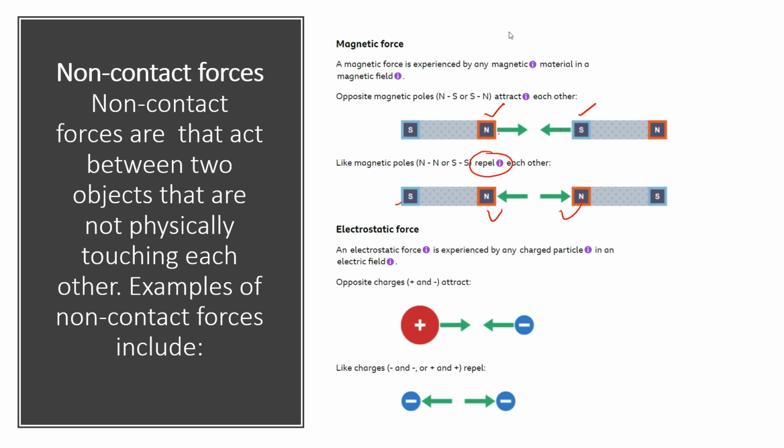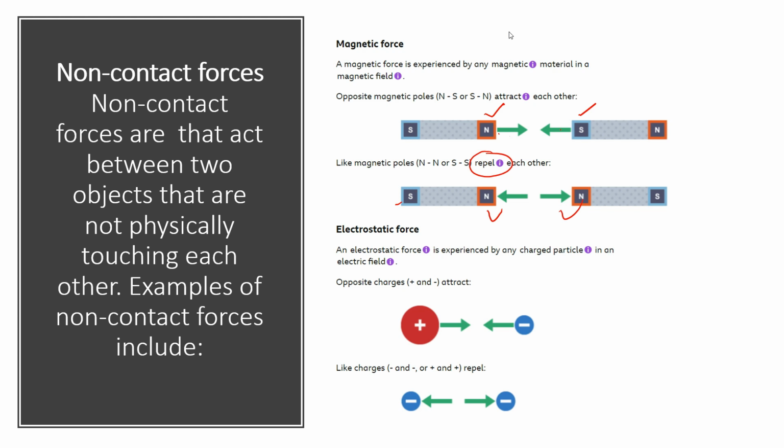Now that is called magnetic force. You don't have to bring the magnets in physical contact with each other. They will automatically exert the force, whether it's like or unlike poles, whether it's contact or not, whether it's attract or repulse. That is called a magnetic force.